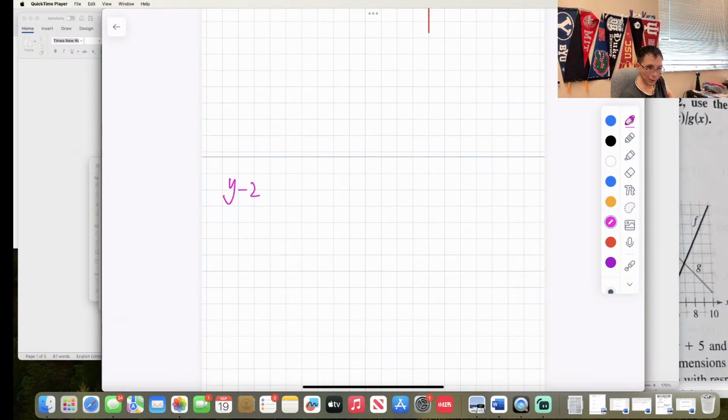y minus 2 equal to -4 times x plus 1. Now I'm gonna do a restriction. I'm gonna say I only want to graph x is greater than 0. So what does that mean? Only x greater than 0. Okay? So can you draw this line first? Don't worry about restriction, just draw this line.